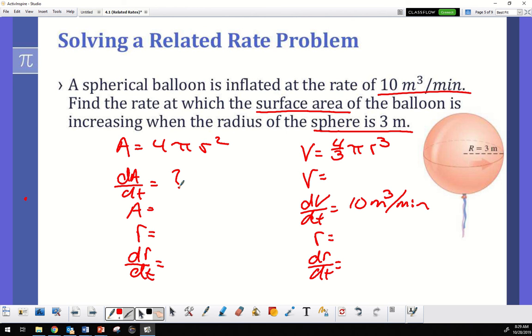When the radius of the sphere is 3. So I know that is my radius. So r is equal to 3.